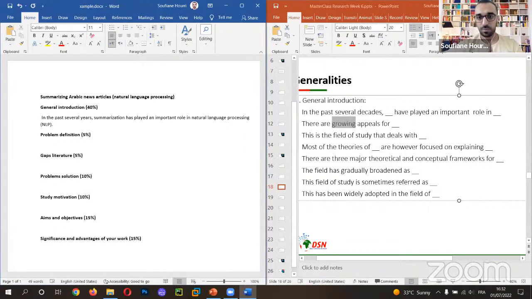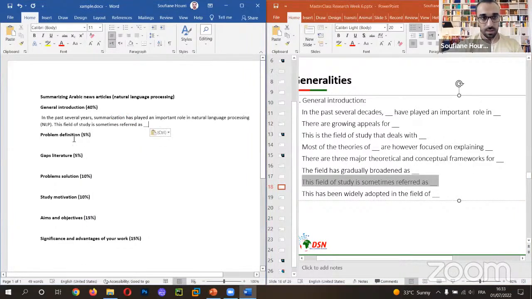Okay, good. For example, I'm going to use another one. Now I need to have a definition. I need to define what is natural language processing and what is summarization, because I start with general. I need to have the definition of the two. Okay, good. For example, I can take this one. This field of study is sometimes referred to as, for example, natural language processing.